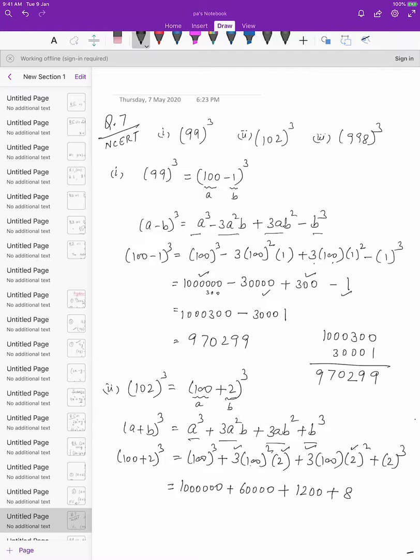plus 2 cube is 8. All positive numbers are there, so just add them up. So this will become 1,060,000 and then 1200 will be added here, giving 1,061,208. Addition is very simple, orally we can do. So this will be the answer when you multiply 102 three times.